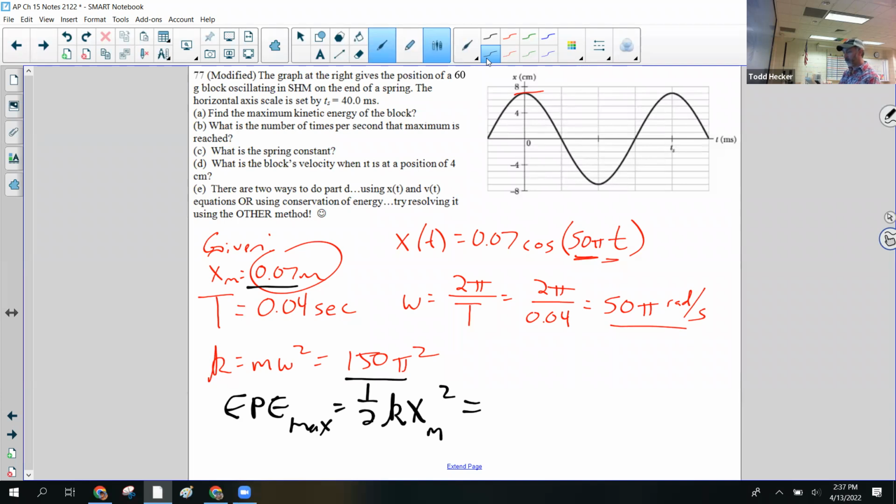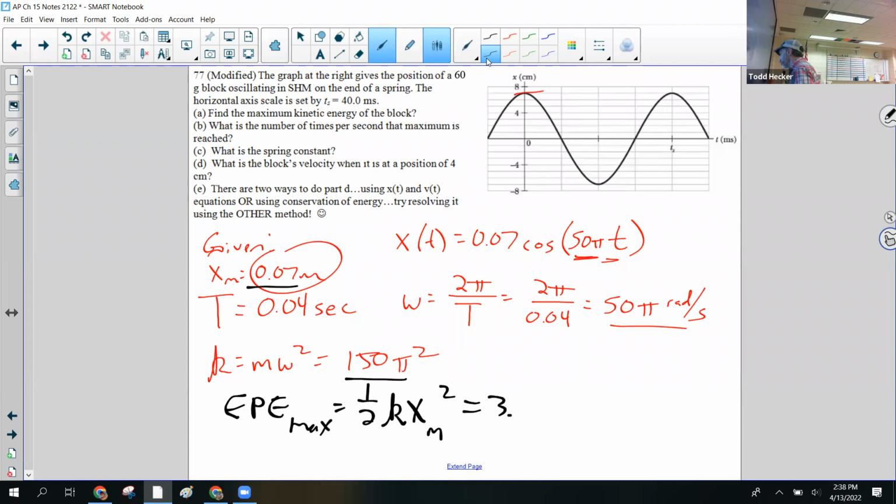You know what would be awesome is if I knew how to use a calculator. Oh my goodness, I'm sorry, I should have had this ready. I'm wasting your time. 150 pi squared times 1/2 times 0.07 squared, 3.6, okay, cool.